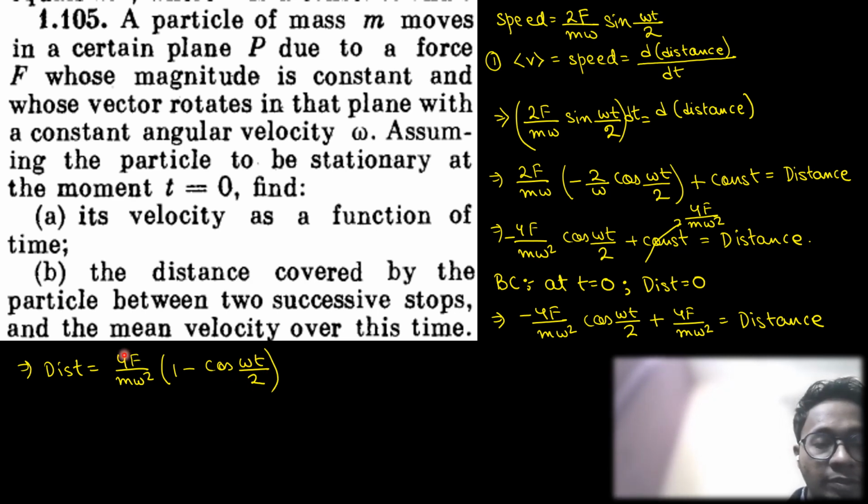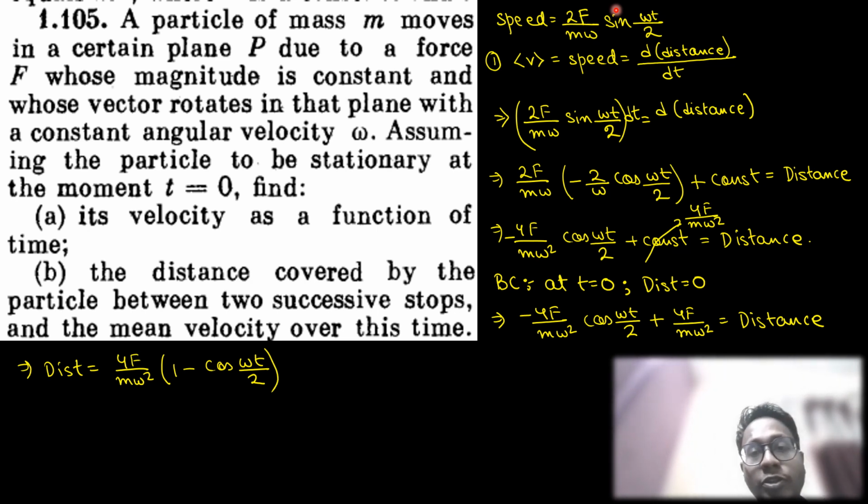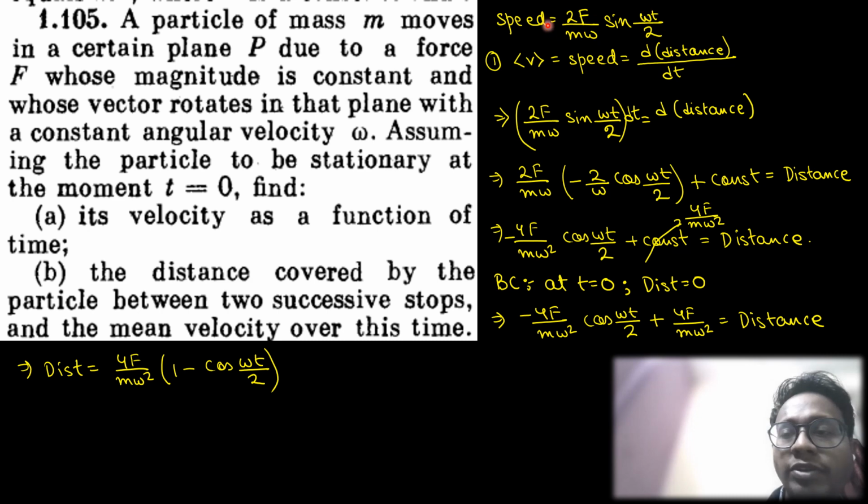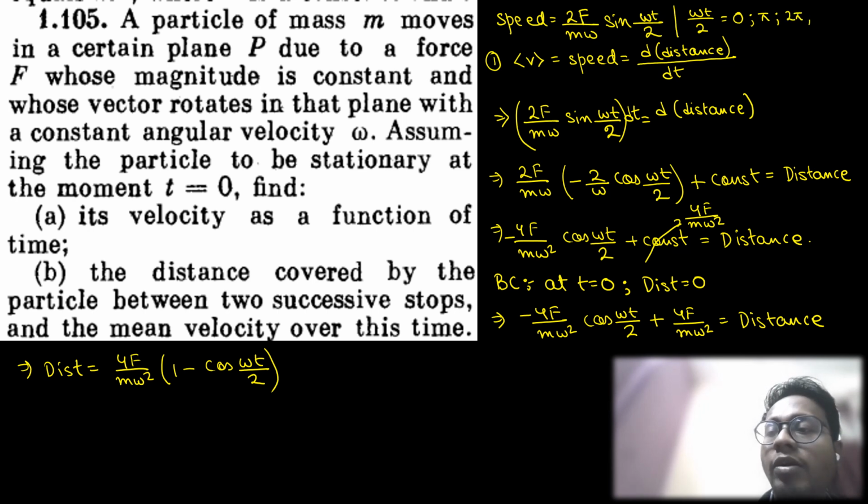Now this is the equation of distance. The question is asking the distance covered by the particle between two successive stops. So when does the particle stop? The particle stops when speed is equal to 0. This value will only become 0 when sine omega t by 2 is equal to 0 or pi. So this value will only become 0 when omega t by 2 is equal to 0 or pi or 2 pi or 3 pi, at natural number multiples of pi.